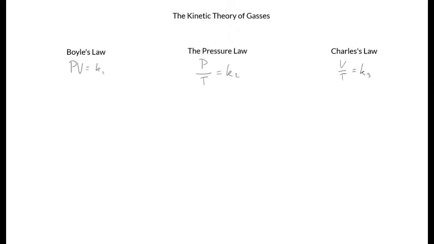So, I've got these three equations, and what we're going to do now is try to combine them. And that turns out to be surprisingly easy to do. What we're going to say is there's absolutely no reason that I can't multiply together all three equations. So I'm just going to call that equation 1, equation 2, and equation 3. And there's nothing in maths that says I can't do equation 1 times equation 2 times equation 3. Nothing at all. So let's do it.